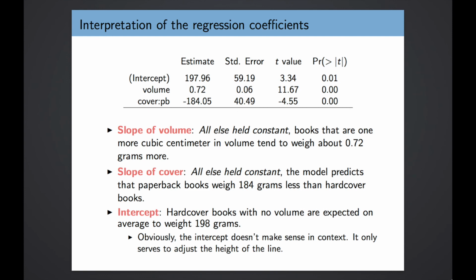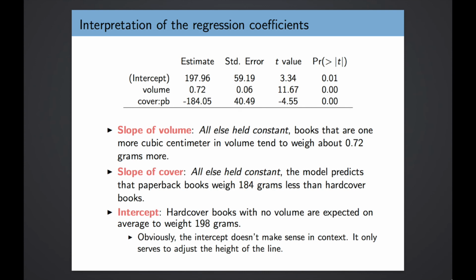What that means is that if we're examining the same type of book, if we're examining just paperbacks, a 1 unit increase in volume is associated with a 0.72 unit increase in weight. If we're examining just hardcover books, same thing. When we're looking at the slope of cover, all else held constant, the model predicts that paperback books weigh 184 grams less than hardcover books. So the coefficient for cover is negative 184.05. And remember that a 1 unit change in cover is just toggling back and forth between paperback and hardcover.